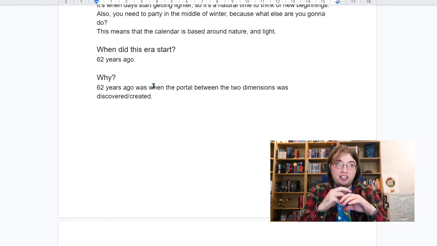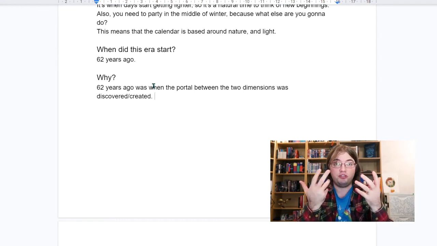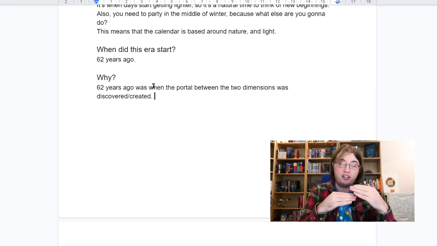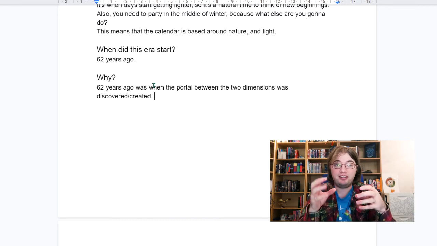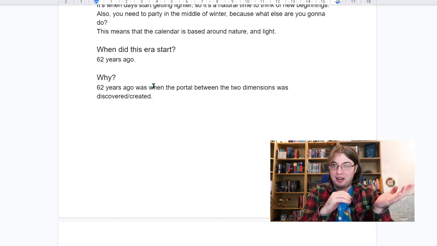They might when they're dealing with other countries because it's sort of universal, but they might also have their own way of counting, a little bit like Japan, that is based on something that their culture values more than this portal opening or being found.